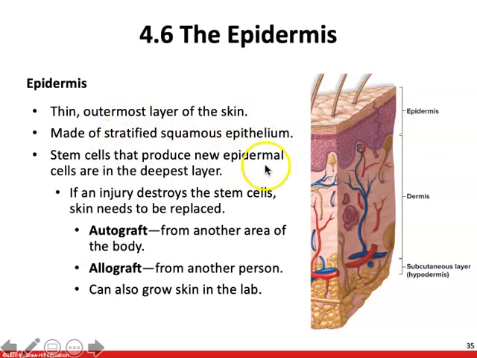Stem cells that produce the new epidermal cells are found in the deepest layers. If we have an injury that destroys those stem cells, that skin is going to need to be replaced. We can do that a couple of different ways. We can use an autograft, which uses skin from a different area of the body, or an allograft, which uses skin donated from another individual. We are now also developing the ability to grow skin in the lab.